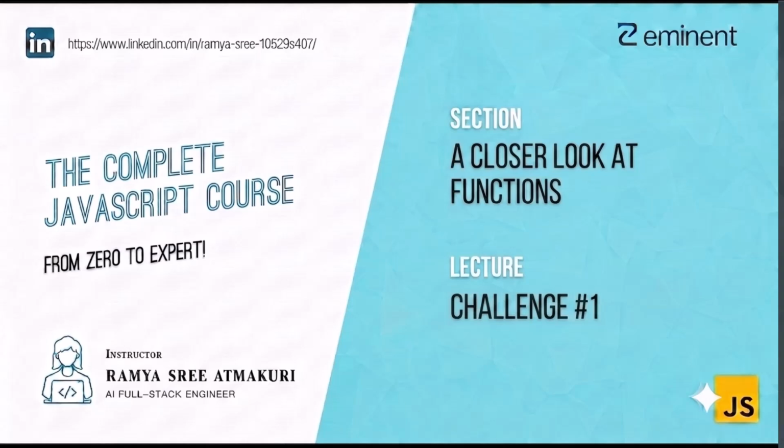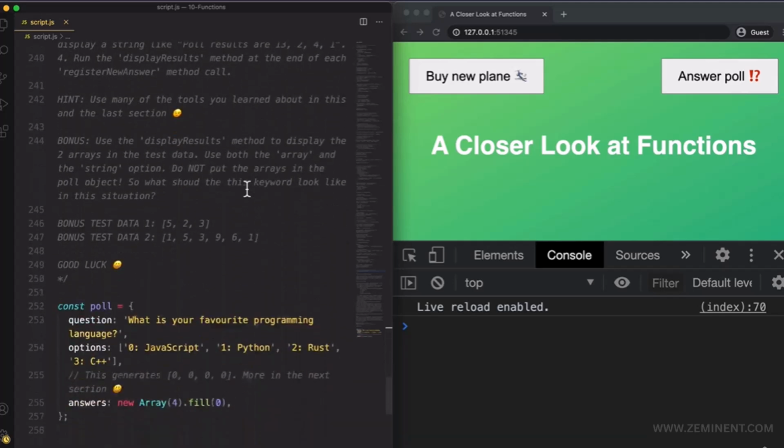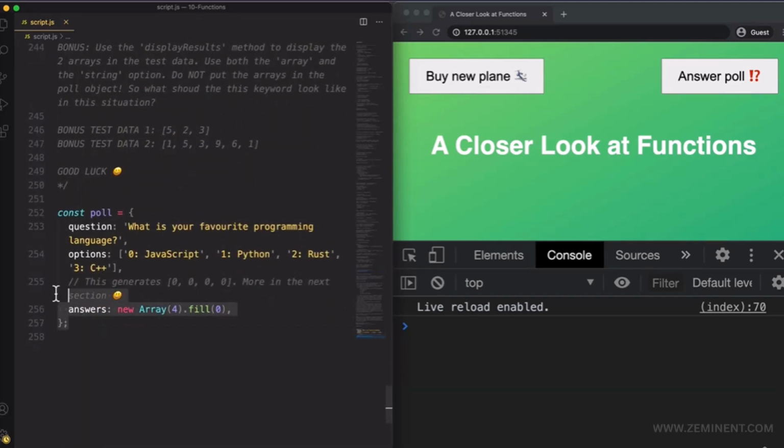Welcome to the first coding challenge of this section, and this one is going to be an exciting one because in this one we are building a simple poll application. So a poll application has a question, an array of options from which people can choose, and an array with the number of replies for each option. And this data is stored in this object here that is already created for you.